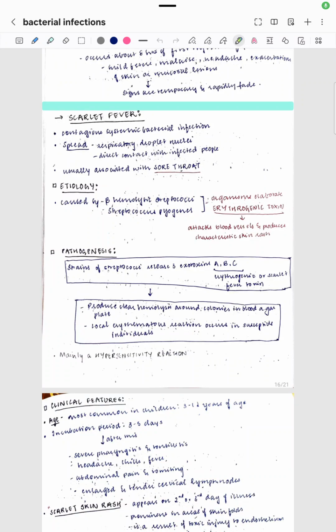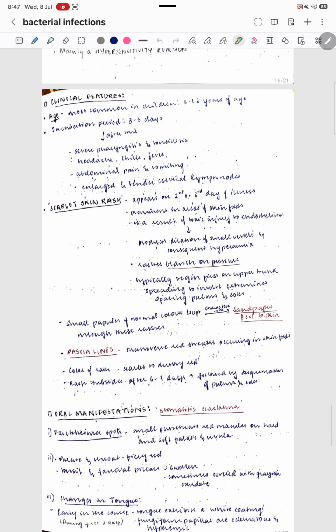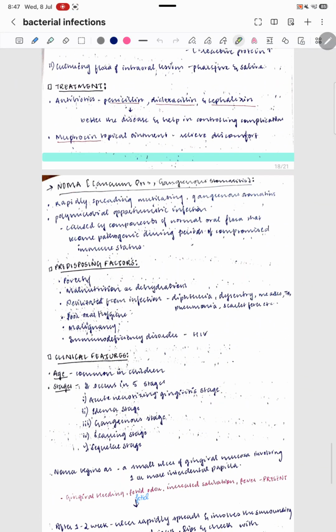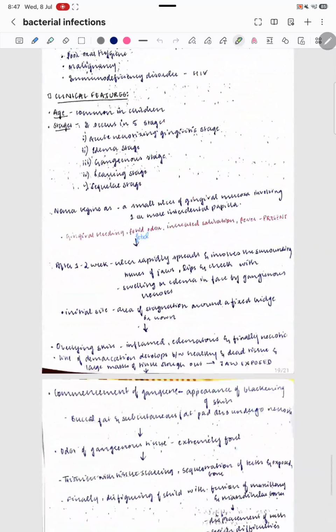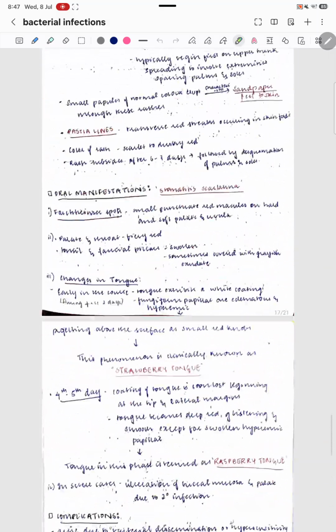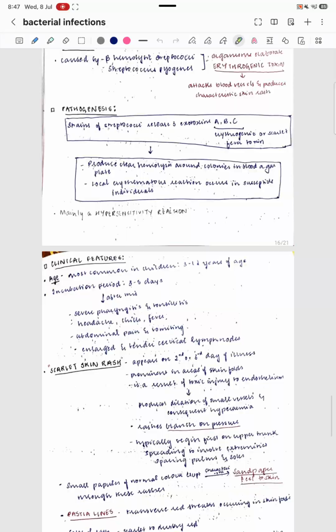Hello everyone. Today's topic of discussion is Scarlet Fever. That is asked for 5 marks in the university, and there is Noma, which is also asked for 5 marks, sometimes 2 marks. So we're going to read these two in detail. Let's start with Scarlet Fever.